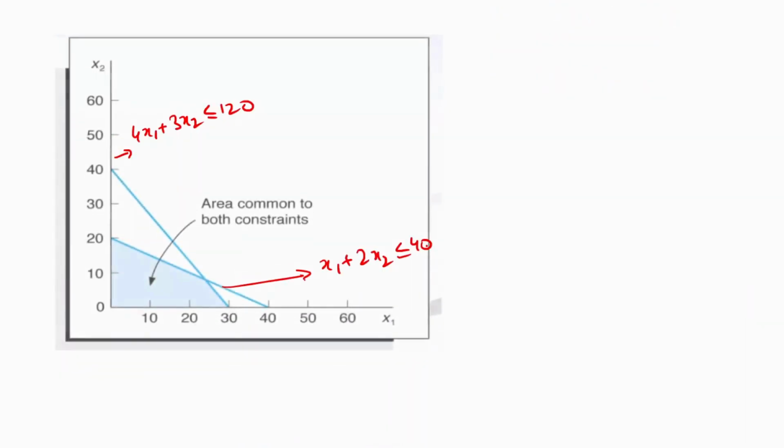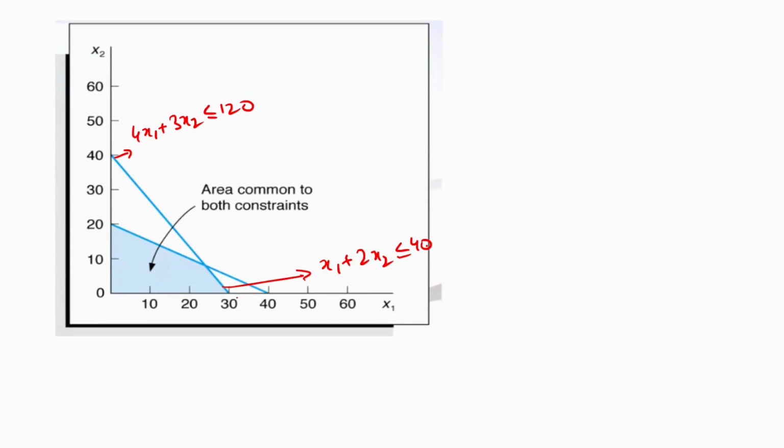Yes. So now we can see the common region. The common region, that is the shaded region which is common to both the constrained areas. So we are getting this point. So now what we have to find out, we have to find out the extreme points.